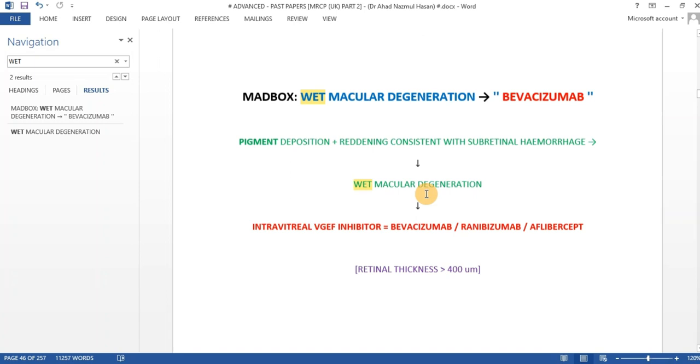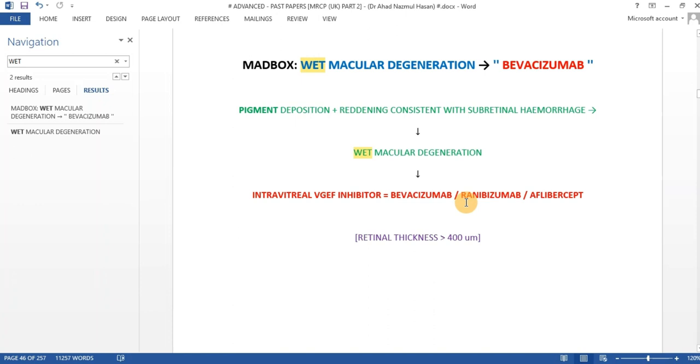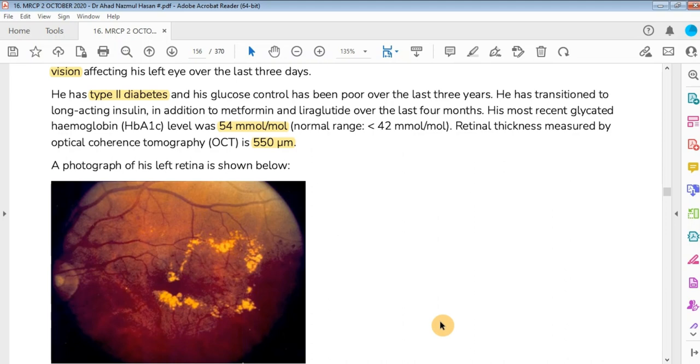And we have the option like bevacizumab, ranibizumab, and aflibercept. And this anti-VEGF is indicated when the retinal thickness is above 400 micrometer. So here, this is above 400 micrometer, so we can go with the anti-VEGF.